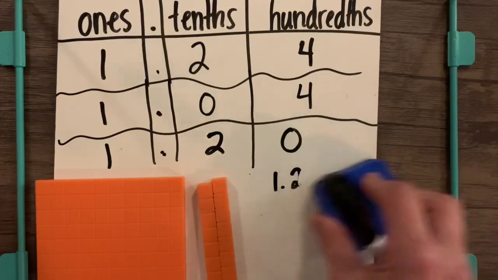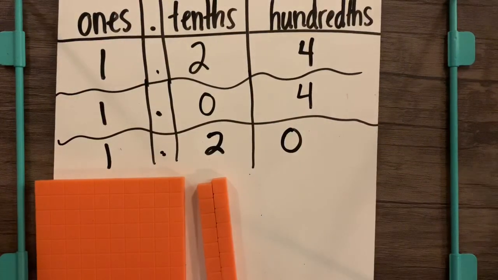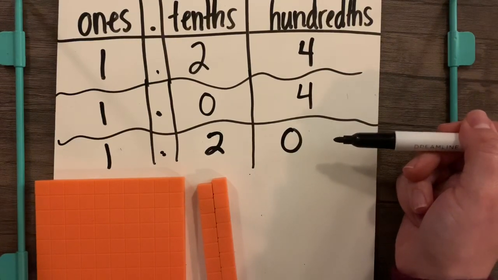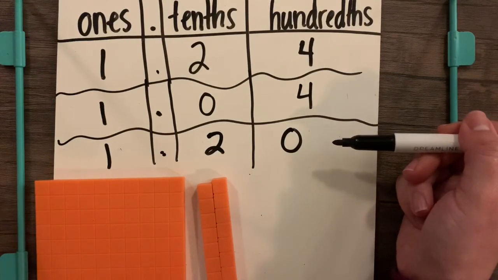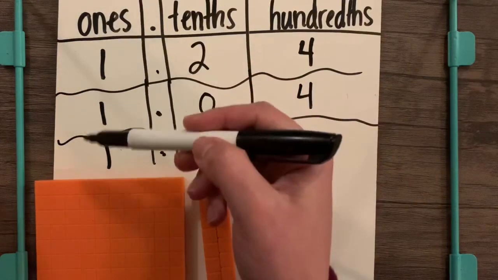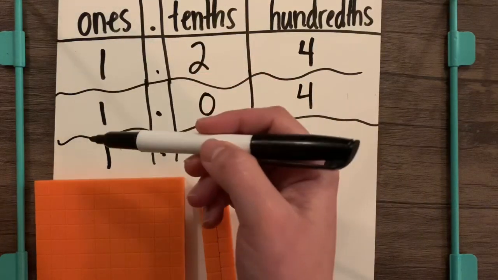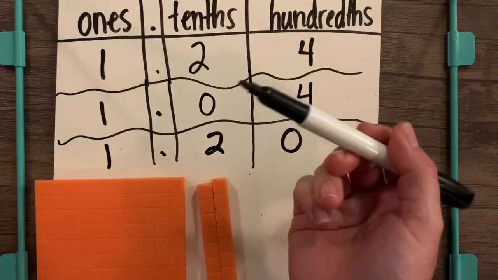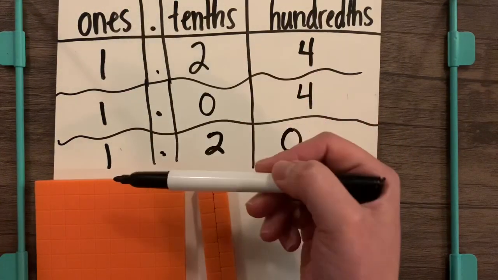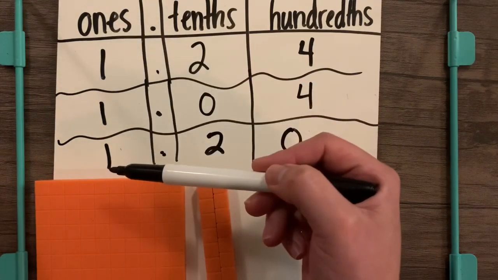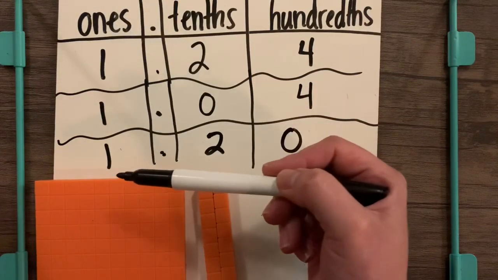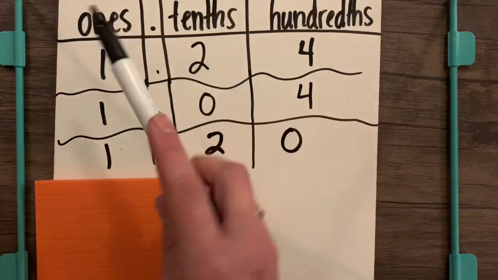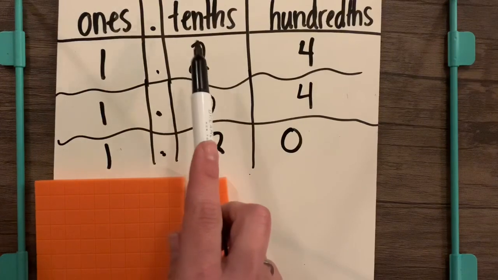Okay, so if we're thinking about ordering these numbers from least to greatest, you want to make sure that you start by looking in the whole numbers section of the place value chart. Whole numbers always carry more value because it's the whole number. All of these numbers have 1 as a whole number, so that doesn't tell me anything about which one's greater and which one's smaller. So then we jump over to the tenths place value.